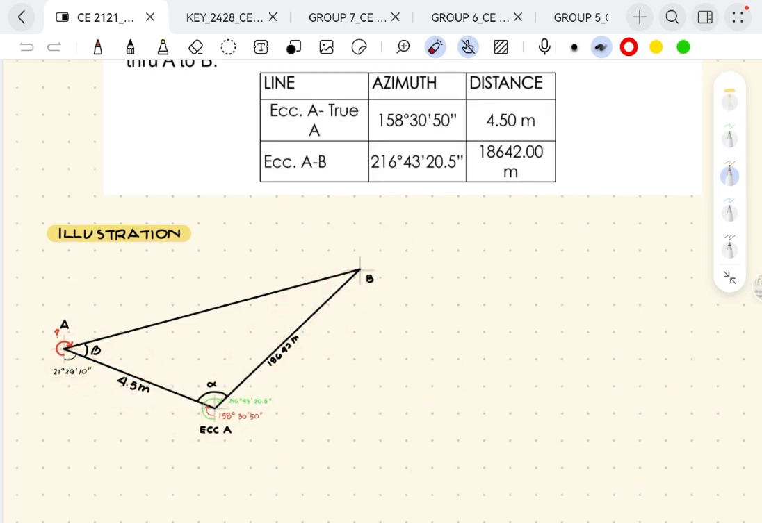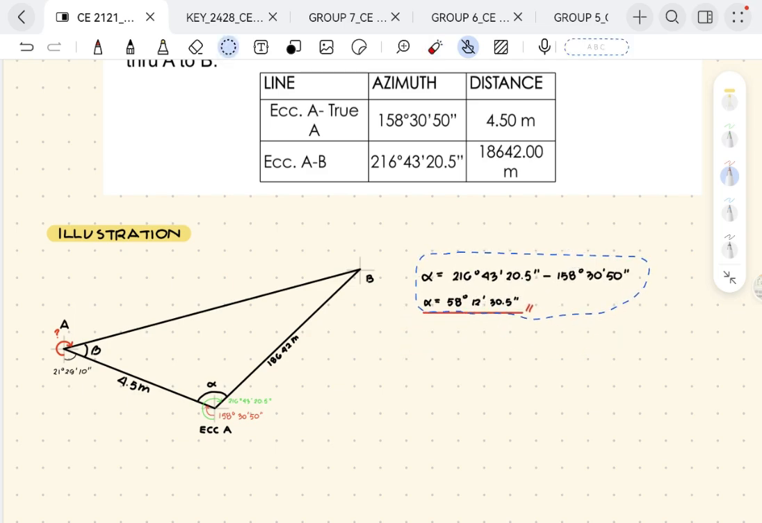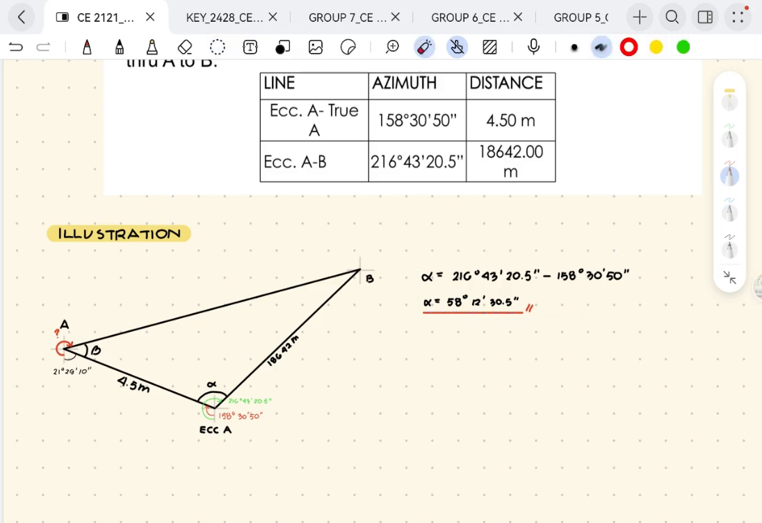I also indicated some interior angles that need to be solved for us to be able to compute the azimuth from A to B. So the first one, let's try to solve for alpha. So here, alpha can be solved using 216 degrees, 43 minutes, and 20.5 seconds. Subtract it by 158 degrees, 30 minutes, and 50 seconds.